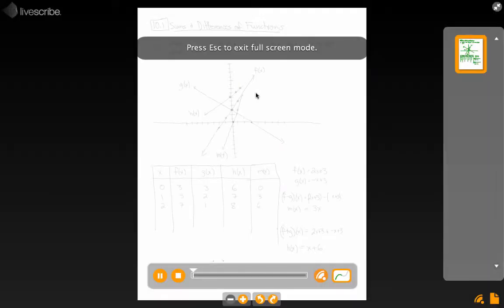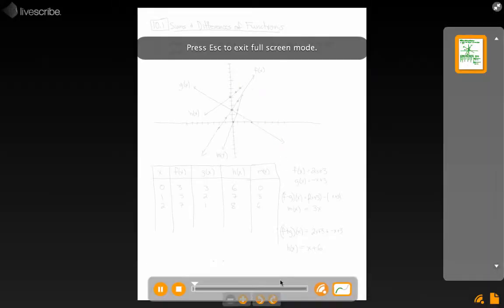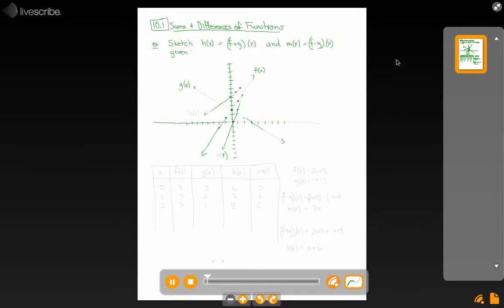This example comes out of section 10.1, Sums and Differences of Functions. This example is a little different than the last couple because in this question we're not given the equation of these functions f of x and g of x, we're given their pictures instead. We are asked similar questions in that we're asked to find h of x equals f plus g of x, so the sum of these two functions, and m of x is the difference, f minus g of x.